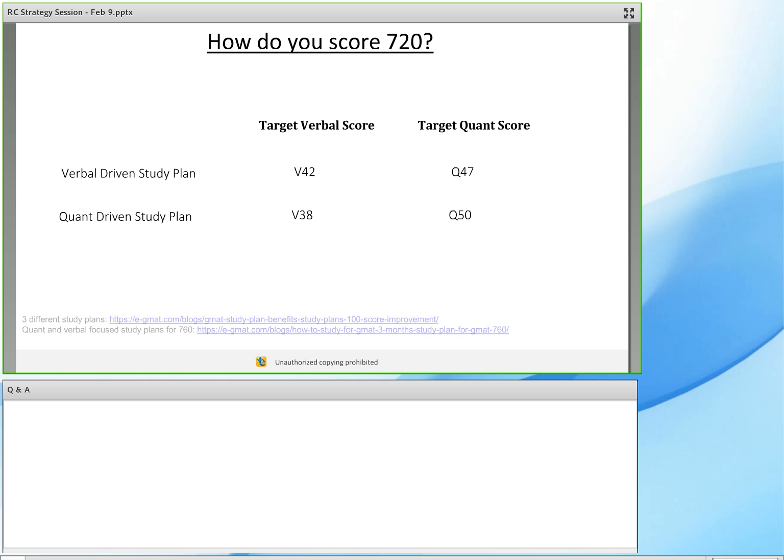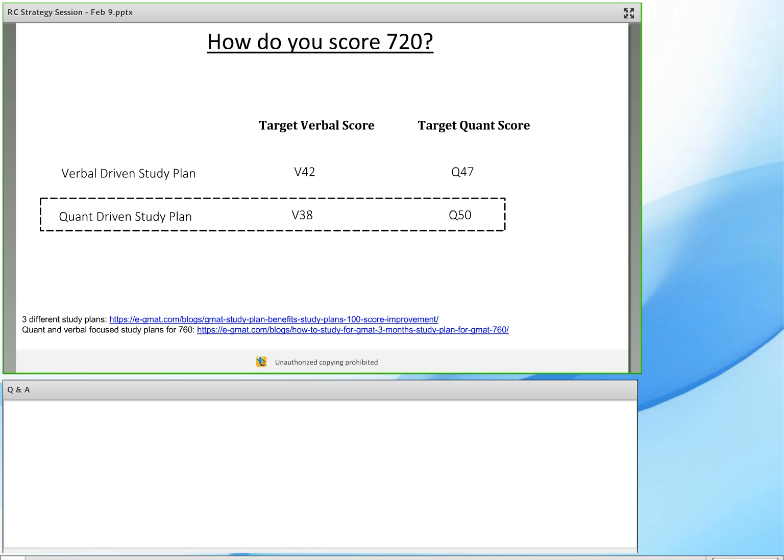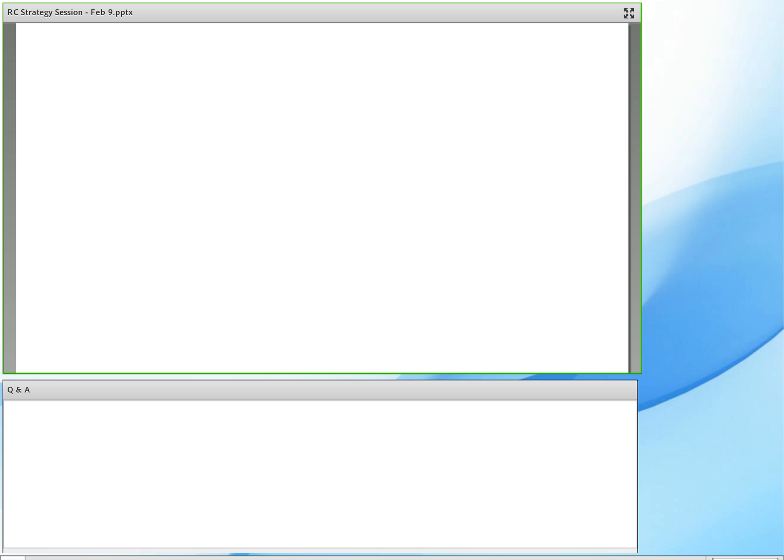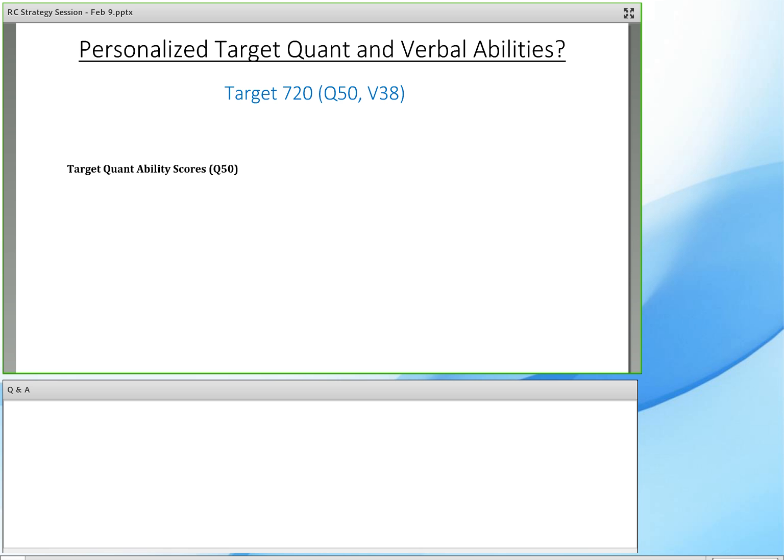Let's say the student chooses the quant driven approach. Why? Because he's stronger in quant than he is in verbal. And he says this is the approach that makes most sense for me. So the scores that the student is aiming for are Q50 and V38. Now we then determine how the student would get to a Q50 and a V38. To get to a Q50, there are about 5 combinations that exist, and this student chooses to excel in arithmetic and do really well in algebra or geometry. Similarly, on the verbal side, the student decides to excel in sentence correction, do really well in critical reasoning, and just do slightly above average in reading comprehension.